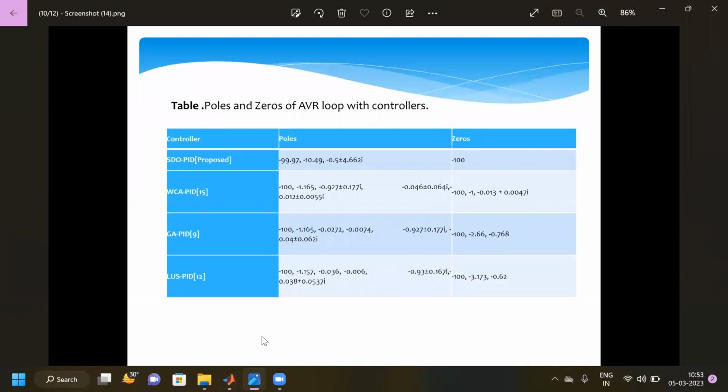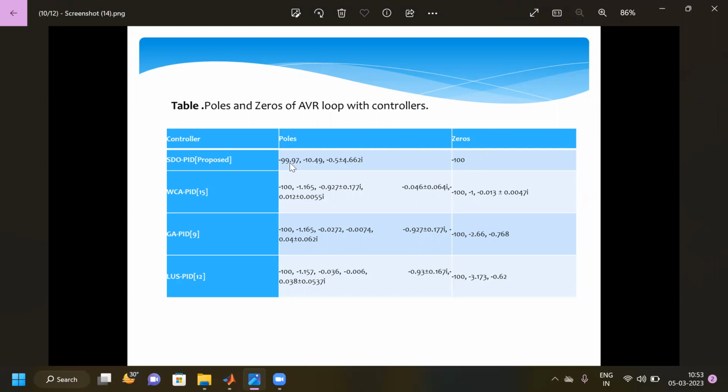These are the poles and zeros of the AVR loop with controllers. If the zeros are real, then the system is stable. Comparing all, here we have SDO PID is real. So we'll say that SDO PID in the poles and zeros of the AVR loop with controllers is more stable, so it is the best controller compared to the other controllers.